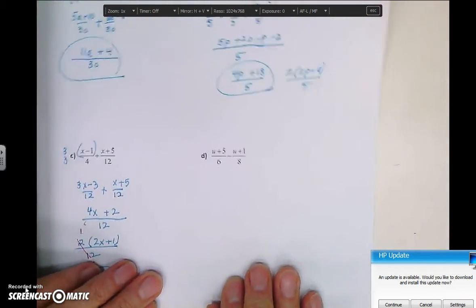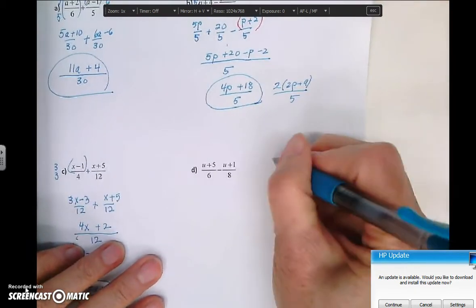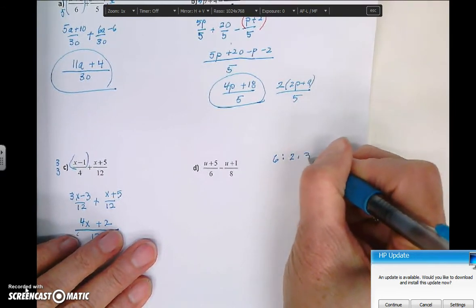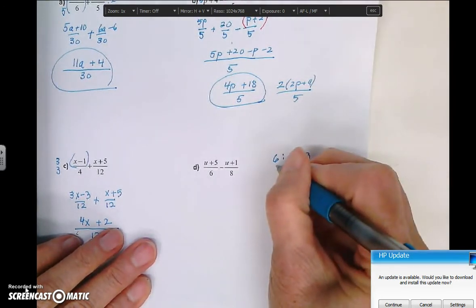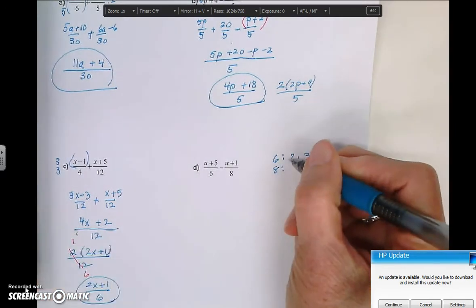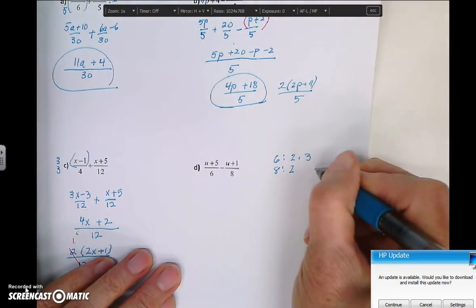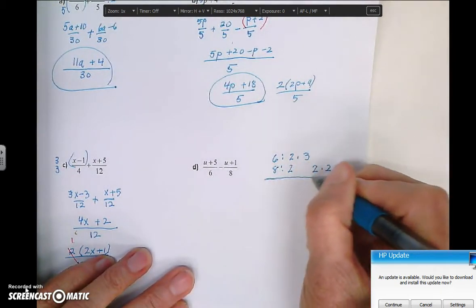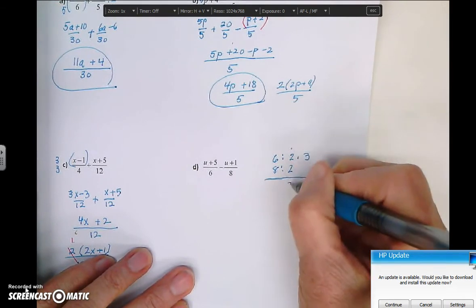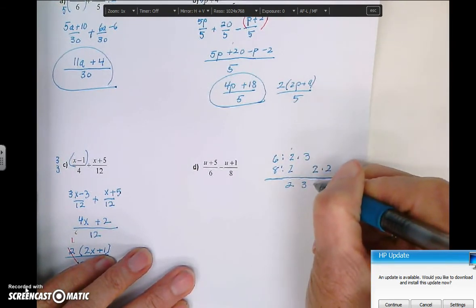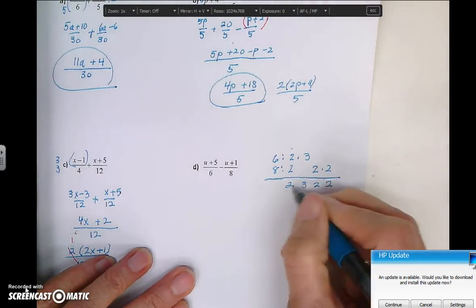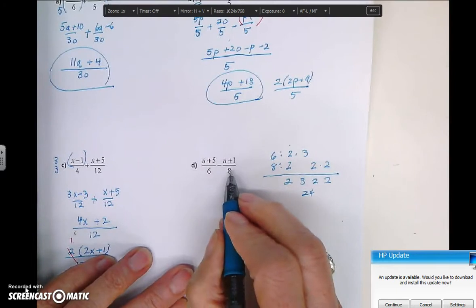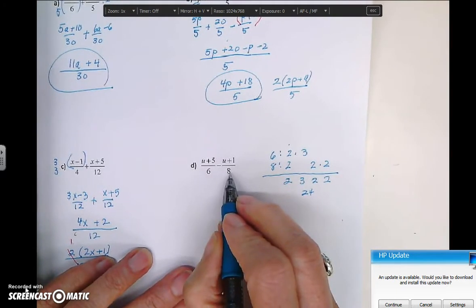The last example for 6 and 8, let's talk about this a minute. When I do 6, that is actually 2 times 3. Those are my factors, and 8 is going to be 2 times 2 times 2. When I look for my common factor, I need a 2, I need a 3, I need a 2, and a 2. So that's going to be 6 times 4 is 24.